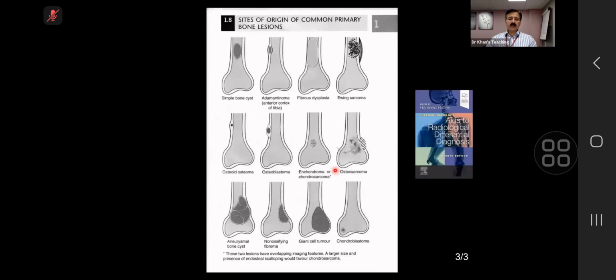In the new Chapman, what has been done is that these diagrams have been changed and one lesion is shown on each diagram. Now, just a revision: look at simple bone cyst and you can see metadiaphysis and central. Adamantinoma, it is cortical. Fibrous dysplasia, it is also in the medullary cavity, but it can also involve the cortex.